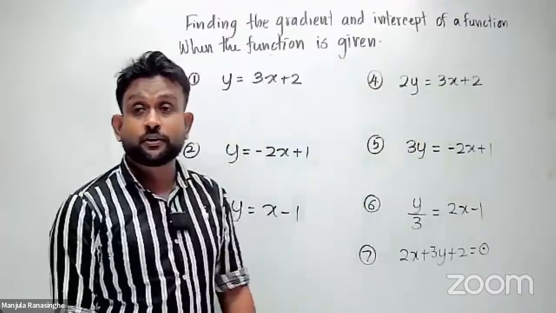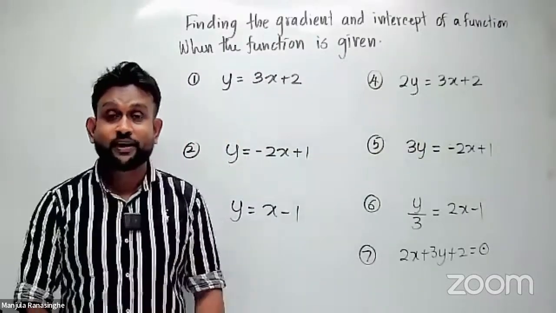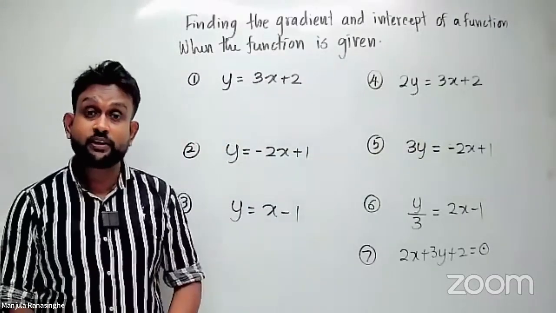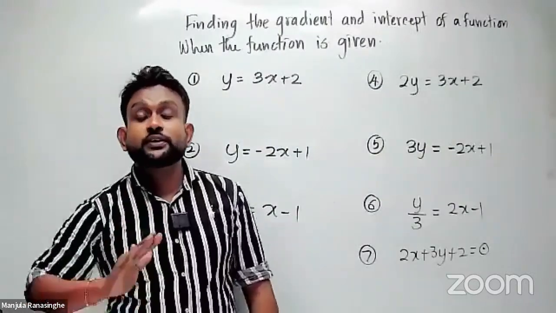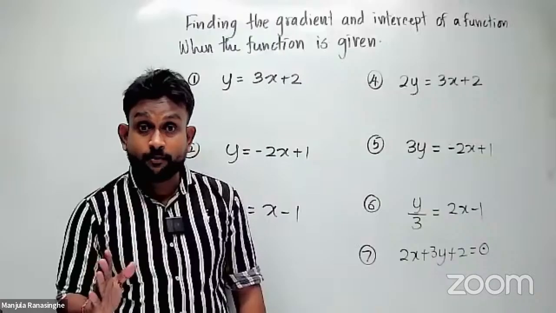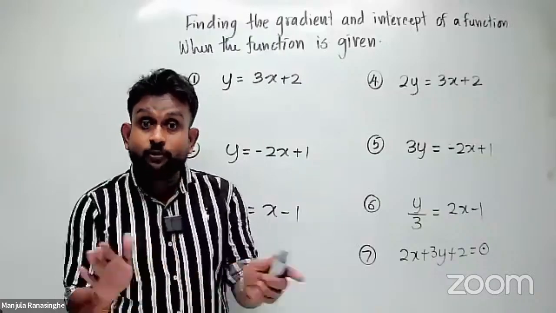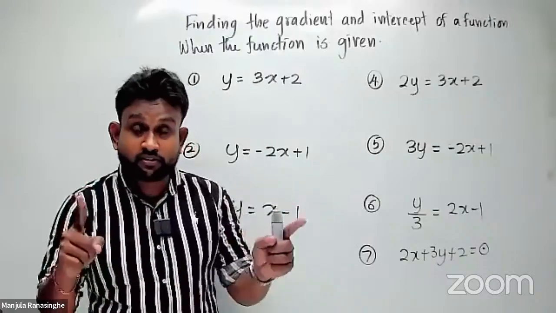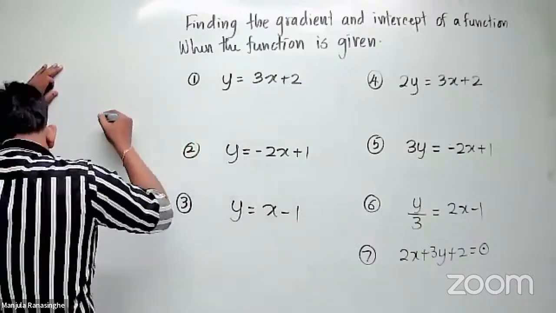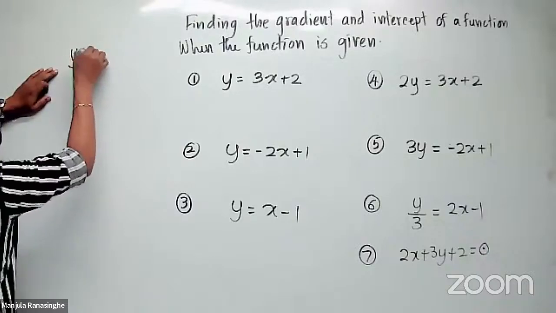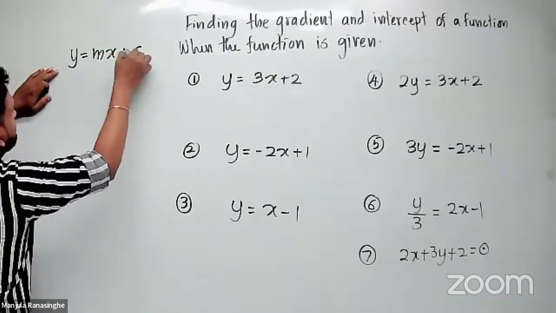Right. You can do this. You can do any equations in the O-level paper when the equations are given. Understand here. To give the gradient and the intercept, when the equation is given, the equation must be in the form of y equals mx plus c. What should the form be? y equals mx plus c.